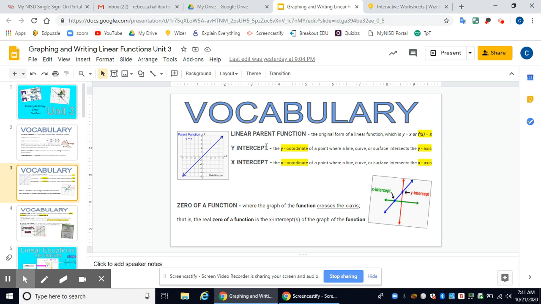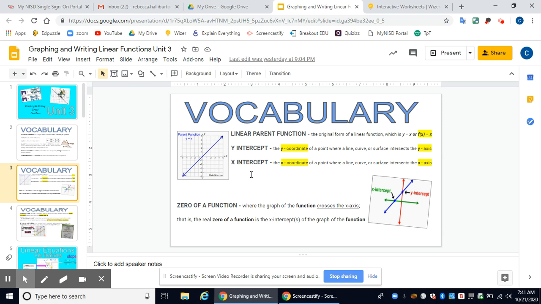The y-intercept, that's a review for you. That's the y-coordinate of the point where it crosses the y-axis. Remember, the y-axis is the axis that runs up and down. So wherever your equation crosses that line, that's called the y-intercept.